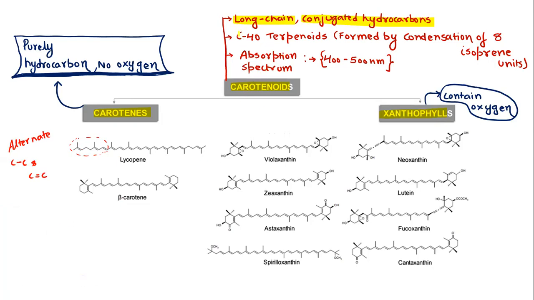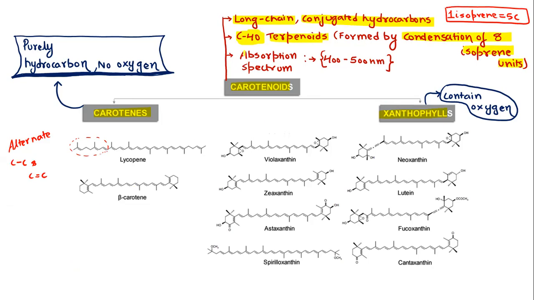Usually the number of carbons in them is 40, and therefore they are also called C40 terpenoids, right? So C40 terpenoids is their chemical nature, and they are formed by condensation, or joining, of 8 isoprene units. For your knowledge, one isoprene unit has 5 carbon atoms. Therefore, in order to form the 40 carbon atoms in the carotenoid molecule, at least 8 isoprene units have to join together, since one isoprene is equivalent to a 5 carbon system.